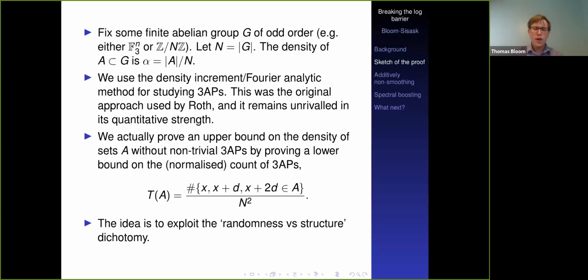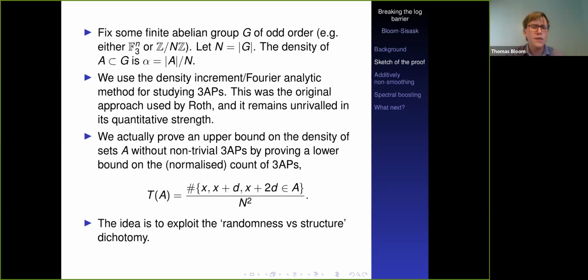Okay, so how does one prove something like Roth's theorem? We're going to fix some finite abelian group G of odd order, and you can think of this as being, say, F_3^n or Z mod NZ for odd N. Capital N will in general denote the size of the group. Our methods are very robust. In particular, our final result does actually apply to any finite abelian group of odd order.